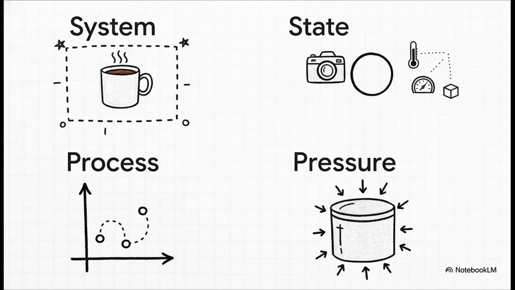All right, let's do a quick recap of the core ideas, the absolute essentials. First, you define your system. That's what you're studying. Then you describe its state at any given moment using its properties. The change from one state to another is called a process, and we took a closer look at pressure, which is one of those key fundamental properties you can always measure.